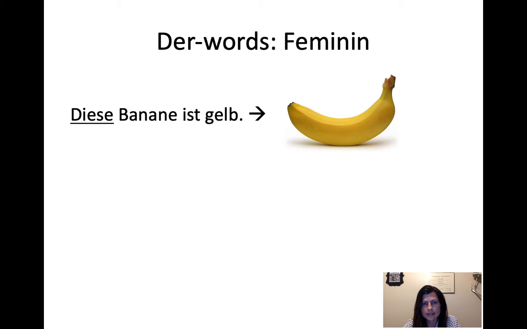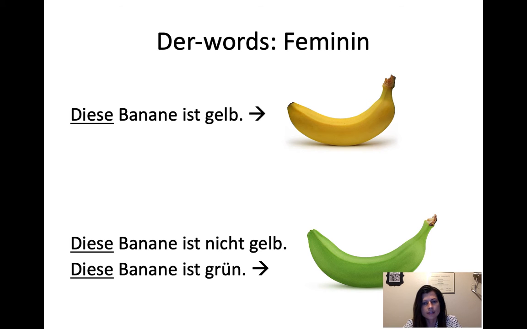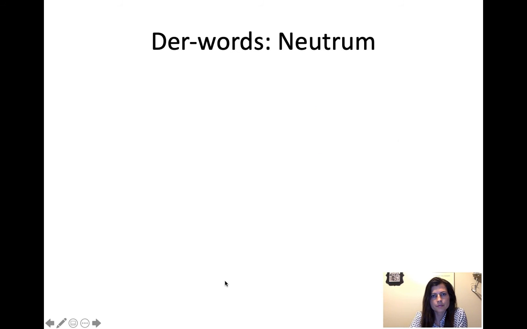Diese Banane ist gelb. This banana is yellow. Diese Banane ist nicht gelb. Diese Banane ist grün. So in contrast, this banana is not yellow. This banana is green. Diese Banane ist grün.